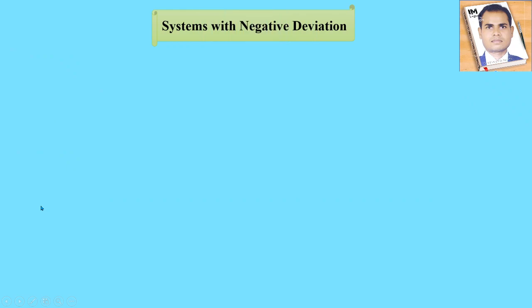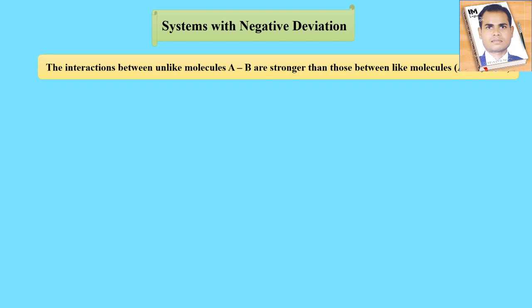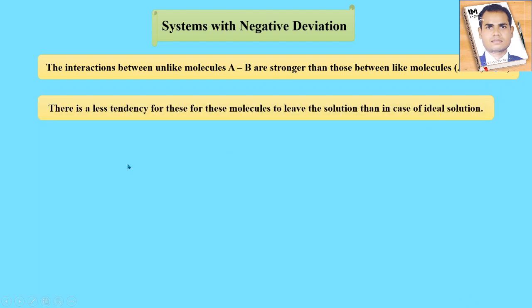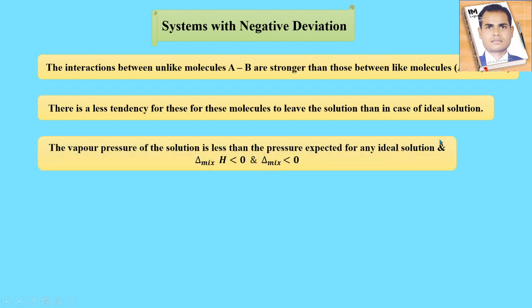Now we have to see the systems with negative deviations. In this case, the interaction between unlike molecules A and B is stronger than those between like molecules. We have seen in positive deviations that AB was weaker than this, and here AB is stronger than AA and BB. So there is less tendency for these molecules to leave the solution than in the case of ideal solutions. The vapor pressure of the solution is less than the pressure expected for an ideal solution. The equation will be delta mix H is less than 0 and delta mix V is less than 0. So we have seen the difference between the systems with negative and positive deviations.